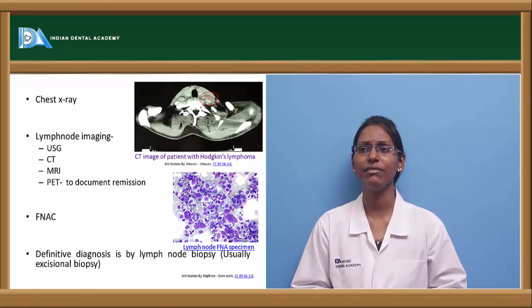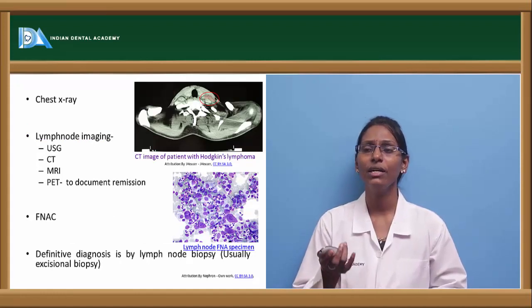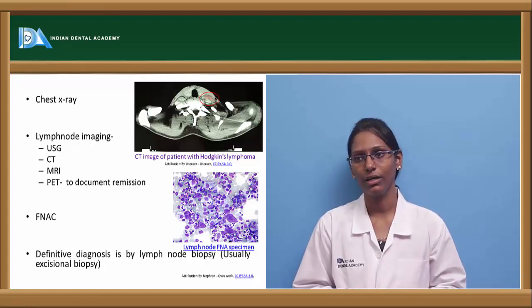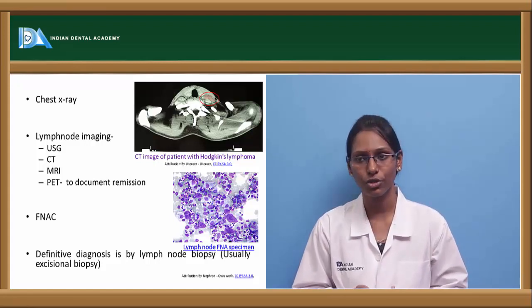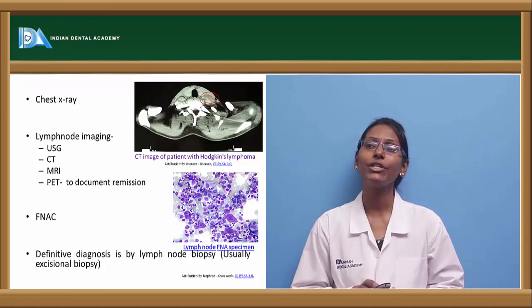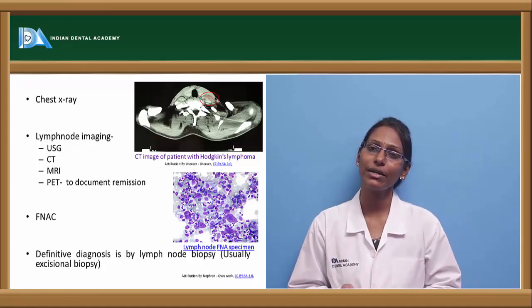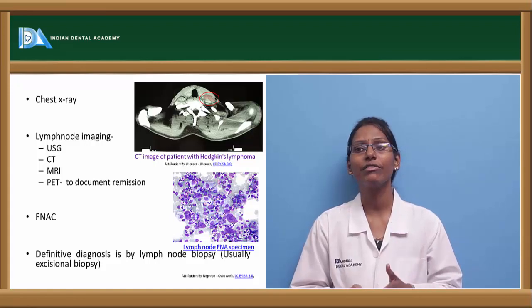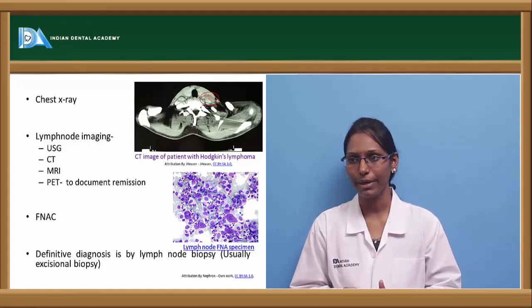Coming to chest X-ray and lymph node examination with the help of ultrasound, CT, MRI, and PET for documentation of remission. PET is nothing but positron emission tomography. Then FNAC, and the definitive diagnosis is by lymph node biopsy. Usually an excisional biopsy has to be done rather than taking an FNAC. Here the definitive diagnosis is by lymph node biopsy.